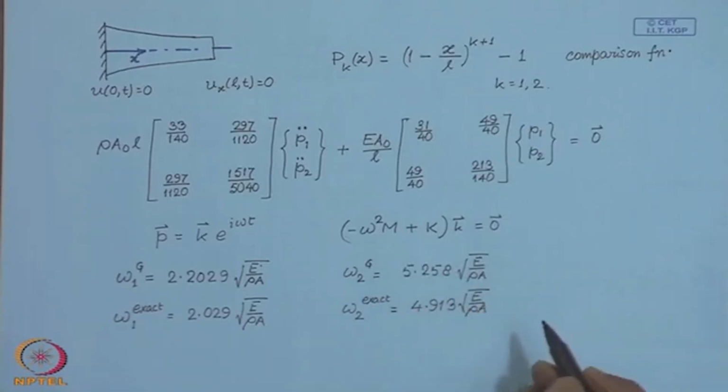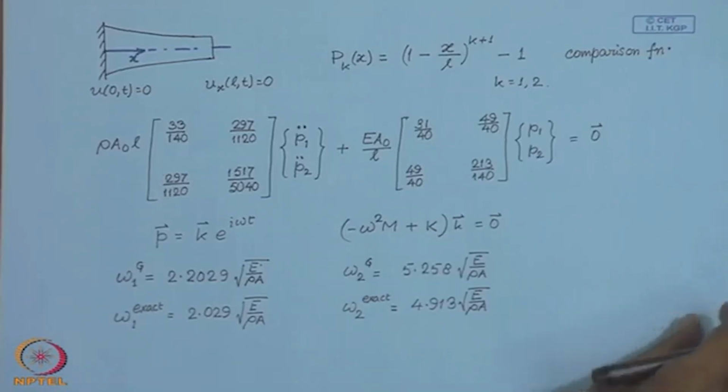Now, here again, if you want to have accurate modal solutions for the first n modes, you use an expansion with 2n terms. So, here we can see that the error in the fundamental frequency is very small as compared to the second frequency.